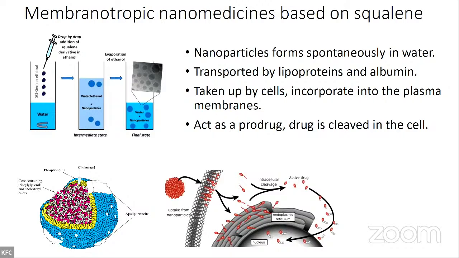All of them are stable in the blood plasma, and all of them can be transported by lipoproteins and albumin in the blood. Then they can be taken up by the cell. They incorporate into the plasma membrane, as shown here. They switch to the other side of the membrane, so they flip-flop in the membrane. After that, they act as a prodrug, so the drug is cleaved inside the cell and acts inside the cell. So it's a kind of drug delivery vehicle in a way, but at the same time it's a very interesting system in terms of the physics.